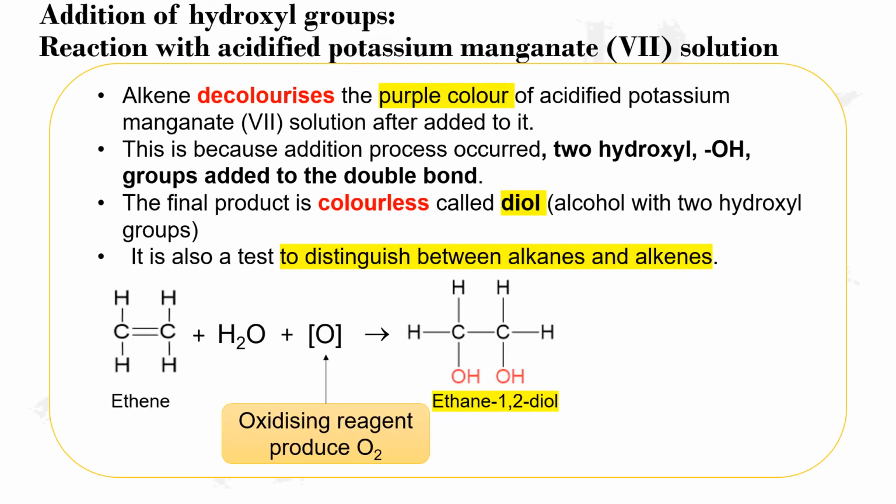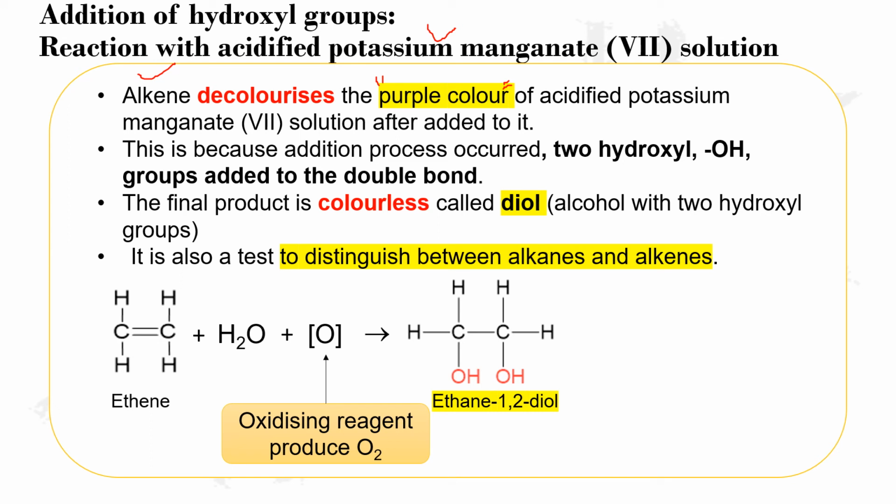The final addition reaction is the addition of hydroxyl group. So the reaction is between the alkene and the acidified potassium manganate(VII) solution. Okay, so alkene has a property to decolorize the purple color. Remember the colors in chemistry, they are important. The alkene decolorizes the purple color of acidified potassium manganate(VII) solution after being added to it.